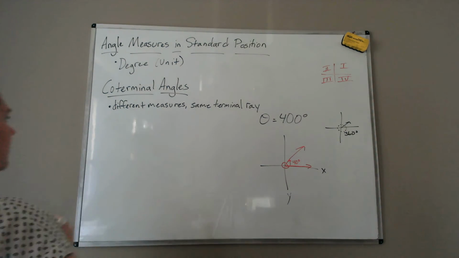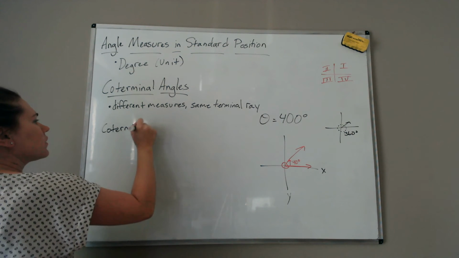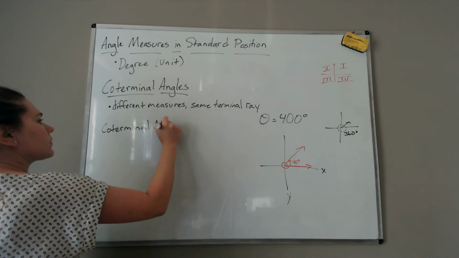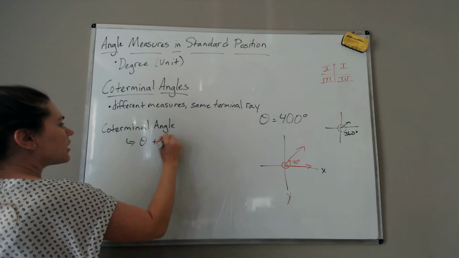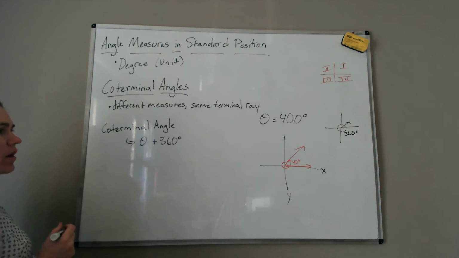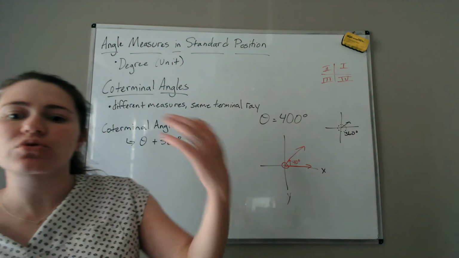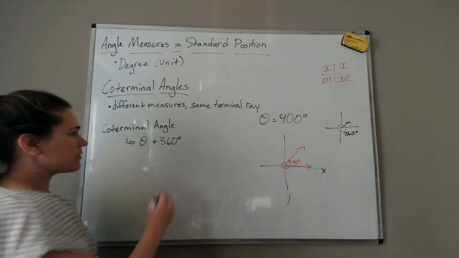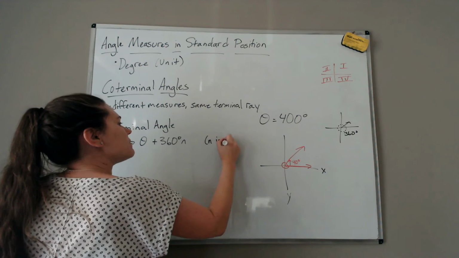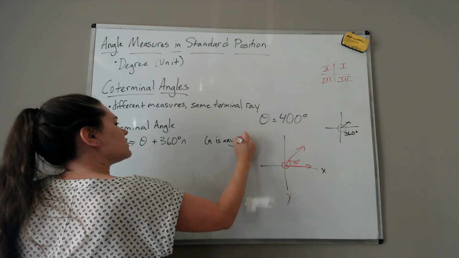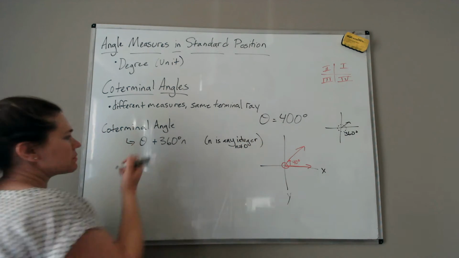So, a coterminal angle: you take theta and you add 360 degrees. You can either add 360 degrees an infinite number of times, or you can subtract 360 degrees an infinite number of times. So I'm going to write 360 degrees times n, where n is any integer, but n can't be 0. Otherwise, it'll just be theta.